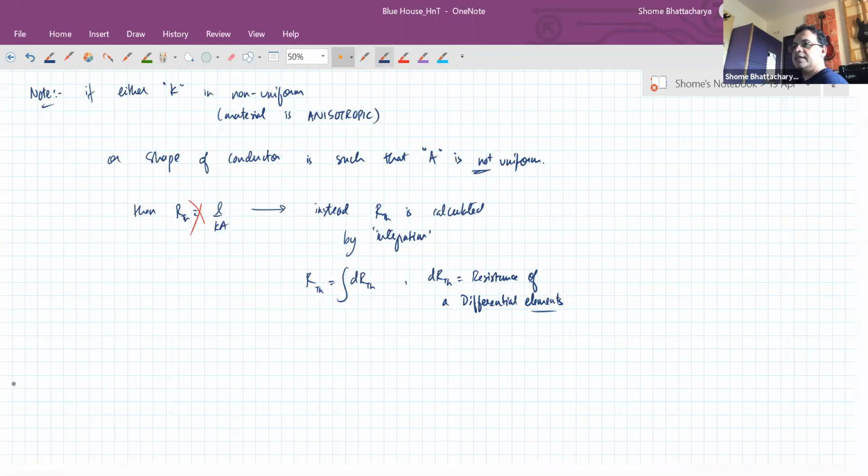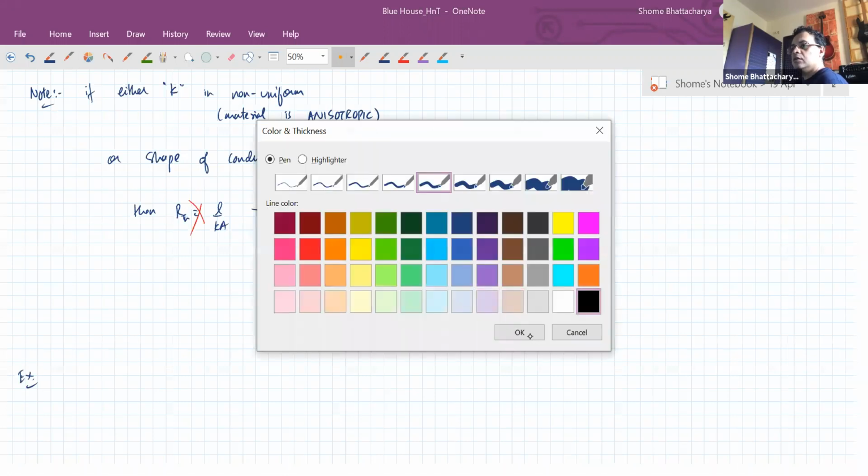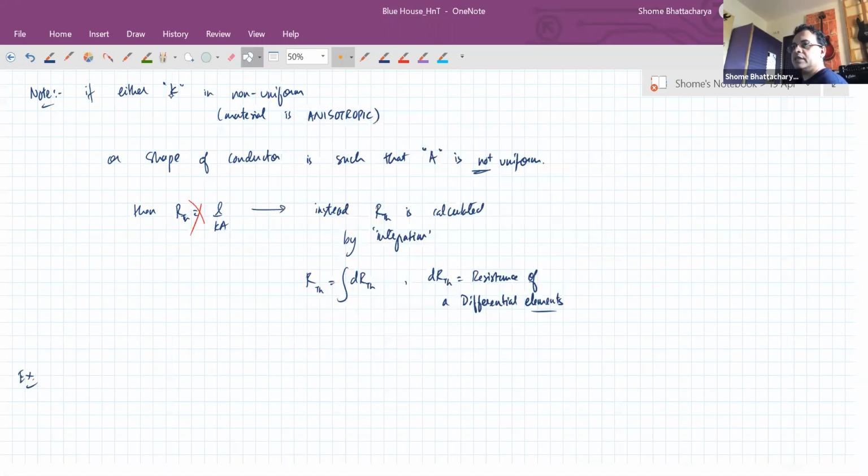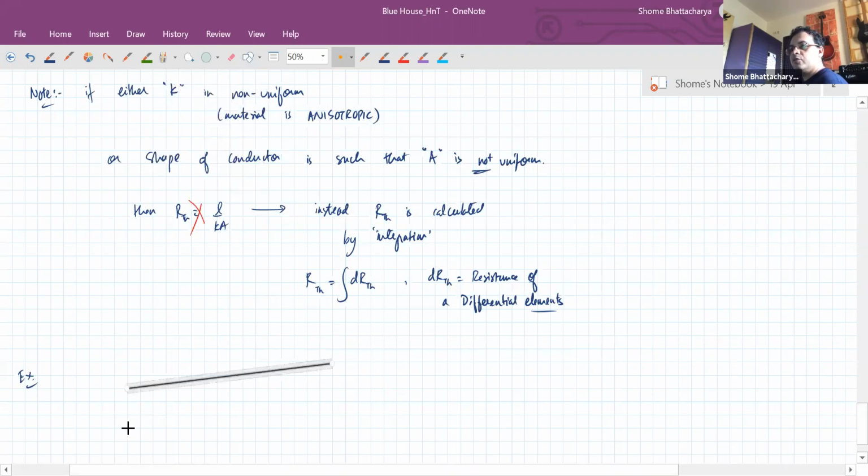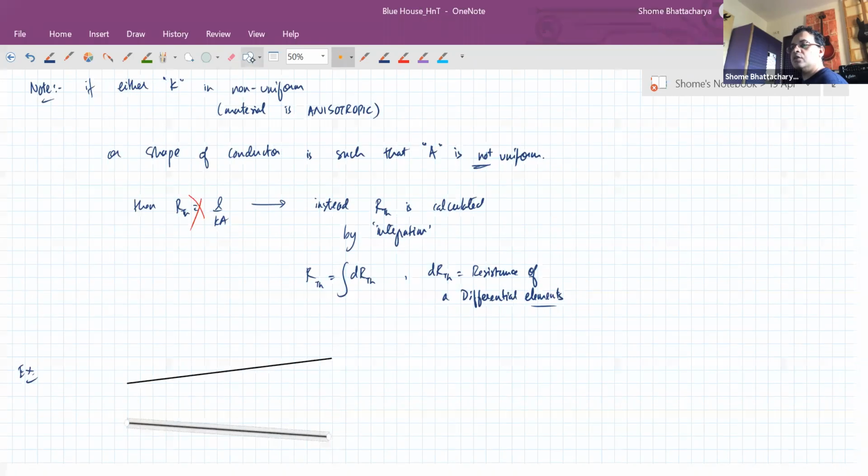So let's look at another very standard example of that type today. We have seen a couple of examples last time also: the shell case and also the case of the cylinder with a variable value of K. Now today we'll take this kind of shape. It is called a frustum of a cone. It's like if you take a solid cone and cut out a section of it, then the shape you get is called a frustum of a cone.